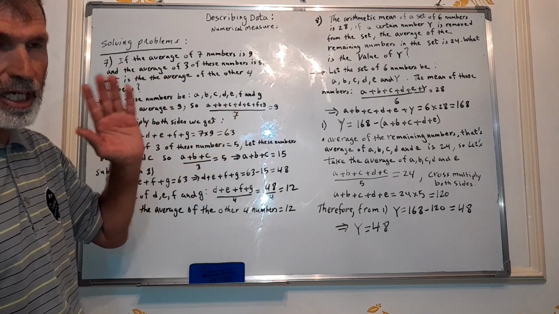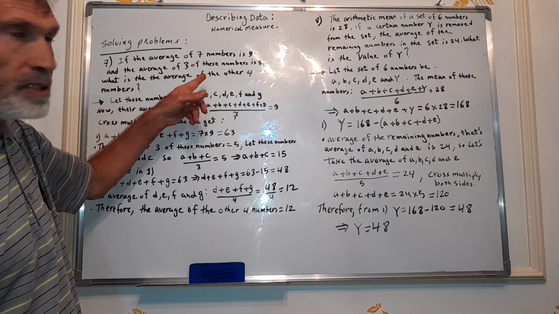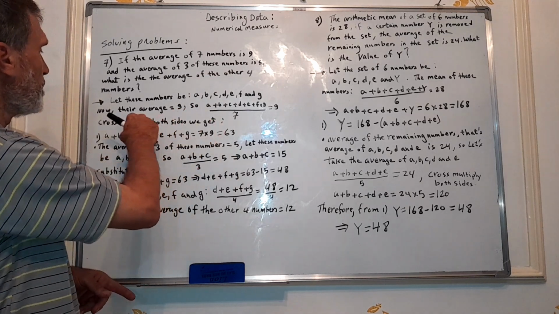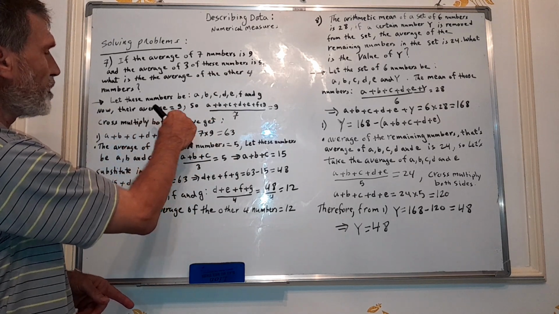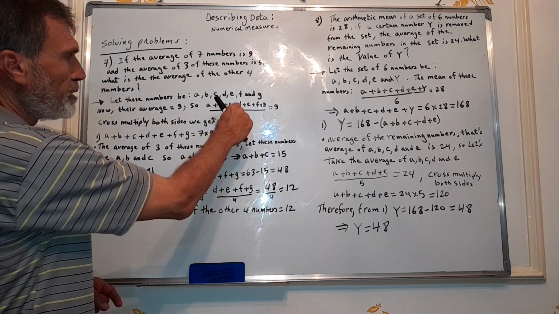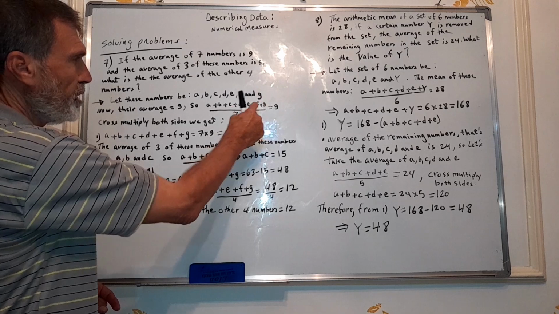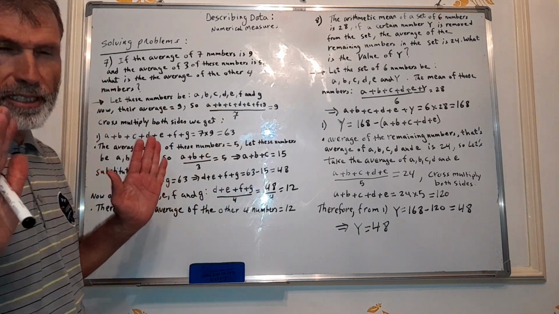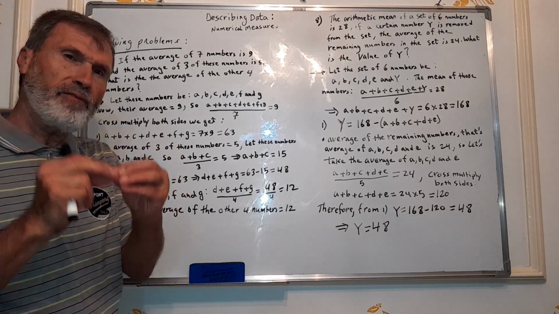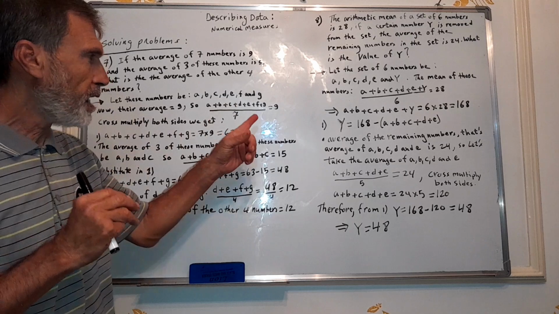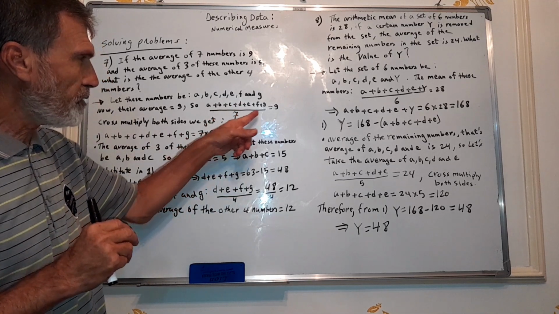Now, he said the average of these numbers is 9. So we take the average of these numbers: A plus B plus C plus D plus E plus F plus G over 7 equals 9. That's what he's telling us. We get the average of those 7 numbers, and the average is 9, so we divide by 7 to get 9.